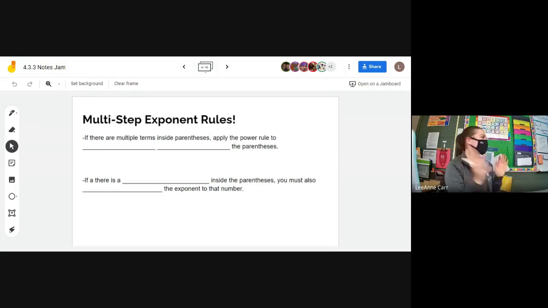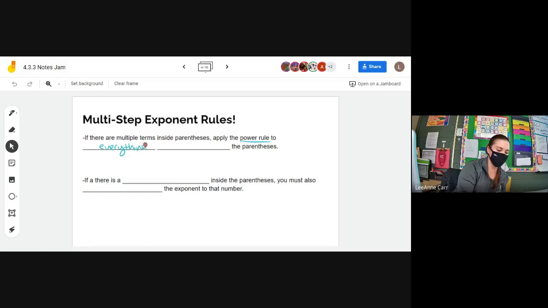All right, here we go. So as we move forward, there are 2 additional rules. Now, I'm going to tell you what to fill in these blanks, and then I'll kind of explain. I'll give you a mini example of what this will look like. So the first thing, if we have multiple terms inside the parentheses, so we're using the power rule. Before we just saw one term in the power rule, now we're going to see multiple things inside the parentheses. If there are multiple terms, you apply the power rule to everything inside the parentheses.